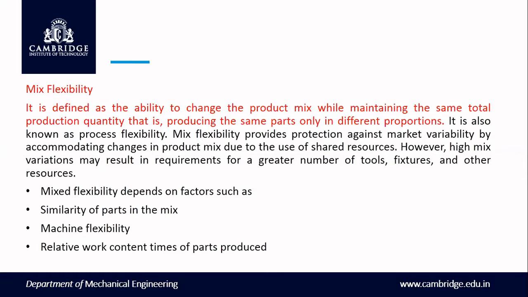Now what is mixed flexibility? If you employ machine flexibility and production flexibility, you mix both of them and start working, with a minimum of things, so that the mixed flexibility works out. With respect to my knowledge, mixed flexibility depends on factors such as the similarity of parts in the mix. If the parts are similar, you can produce n number of parts per day. And then machine flexibility, and the relative work content times of parts produced. This is called mixed flexibility.